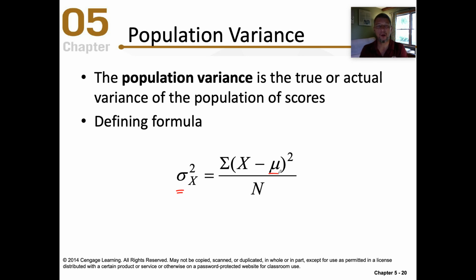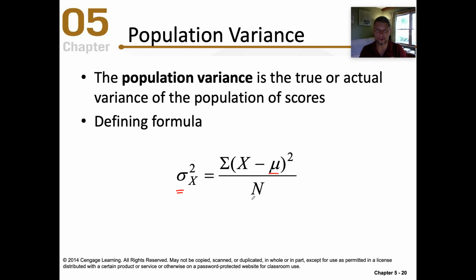It's the true or actual variance of the population of scores. All right, and notice that it takes each individual score, subtracts the population mean from it, squares that term, and then sums all of them, in other words, for every single data point. And then it divides by n, which is the number of data points in that given population. Okay, so this is the population variance.